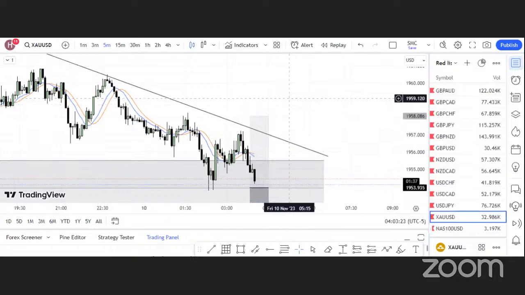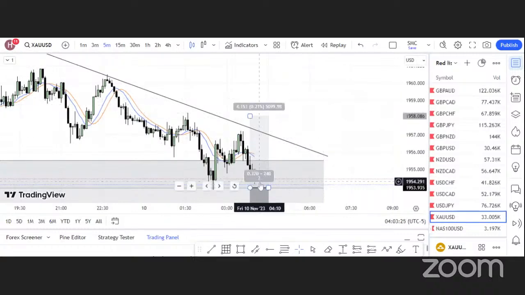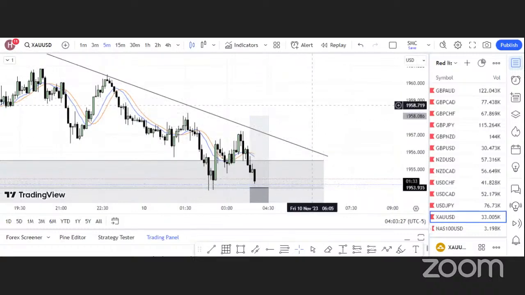So I'm still waiting on confirmation here. Still waiting for the market to come to this area. Let me see if we are going to get a rejection. But guys, mind you, gold is very volatile.